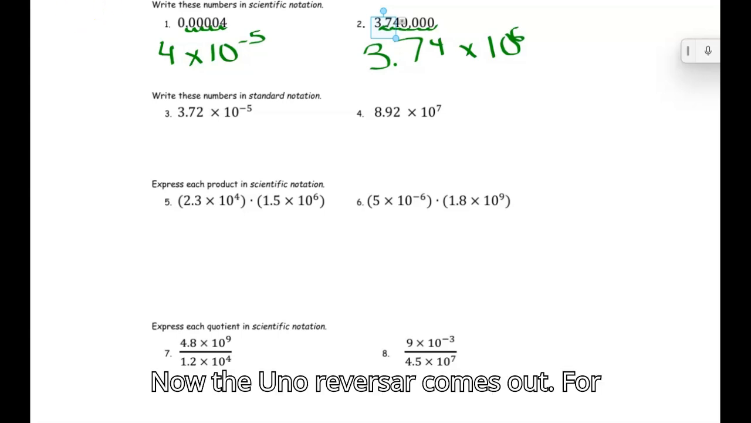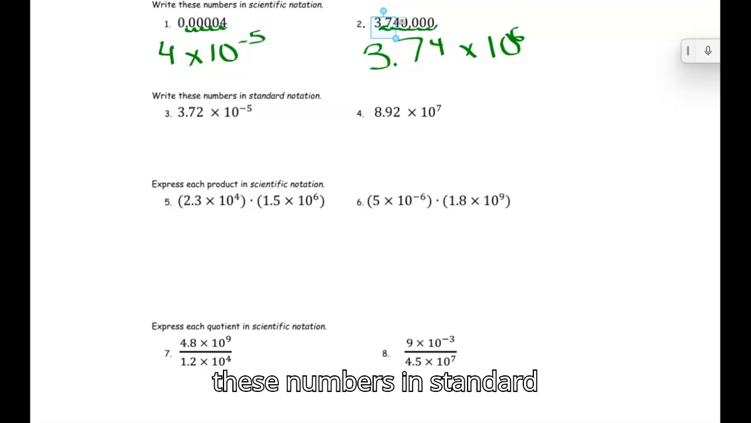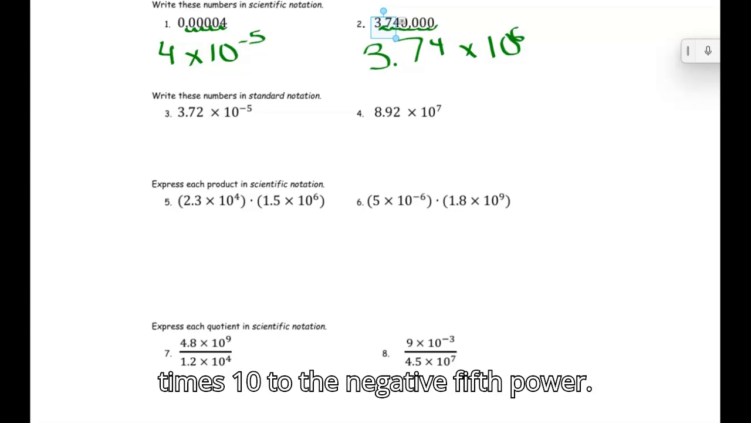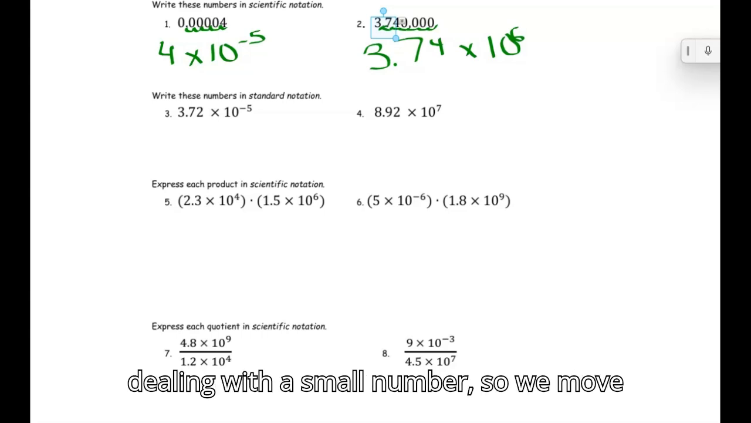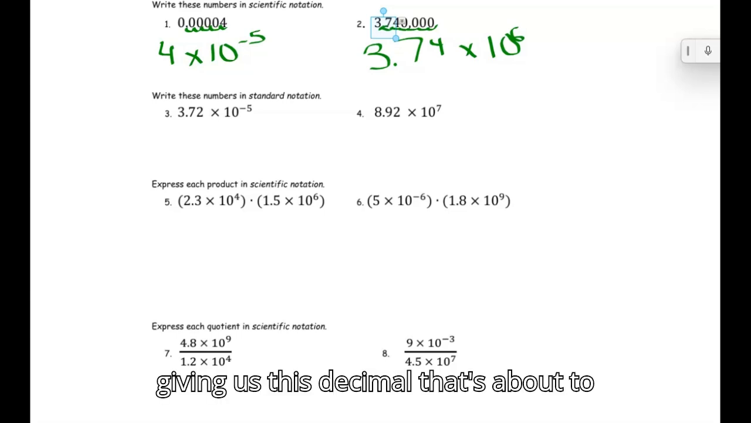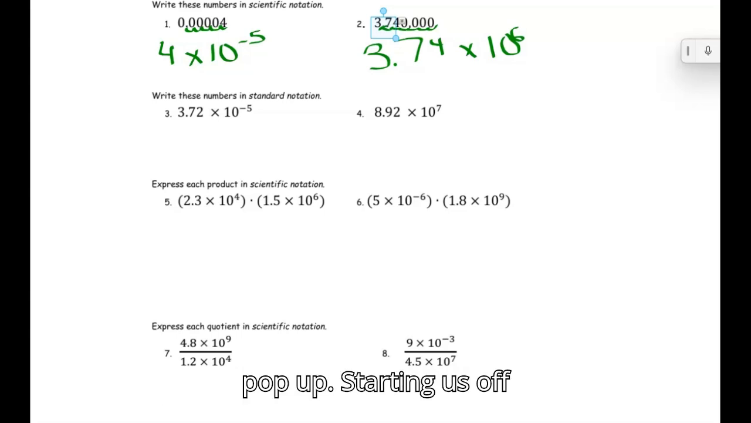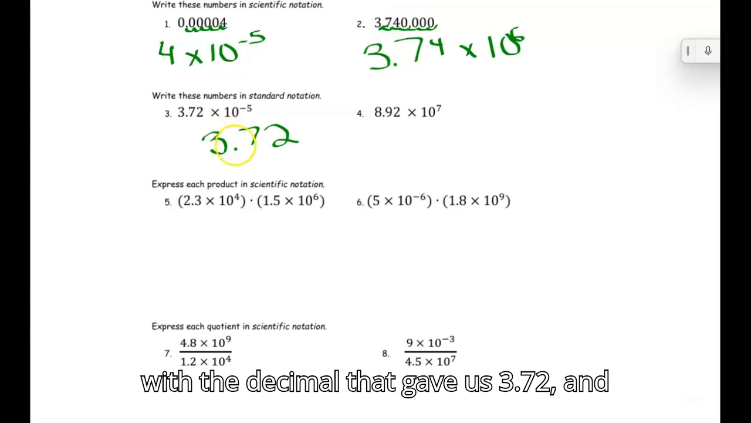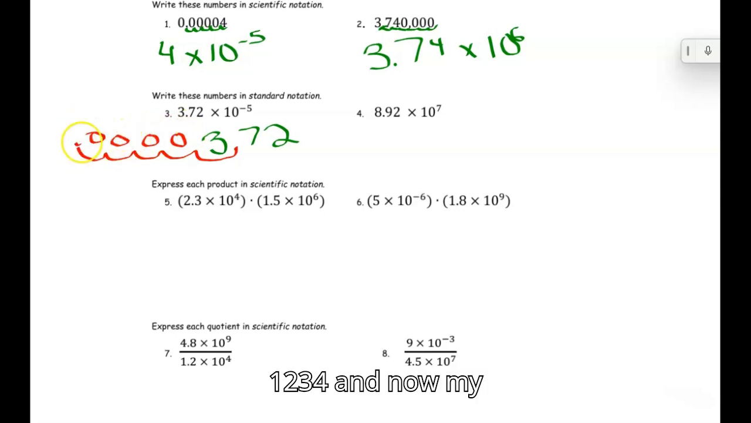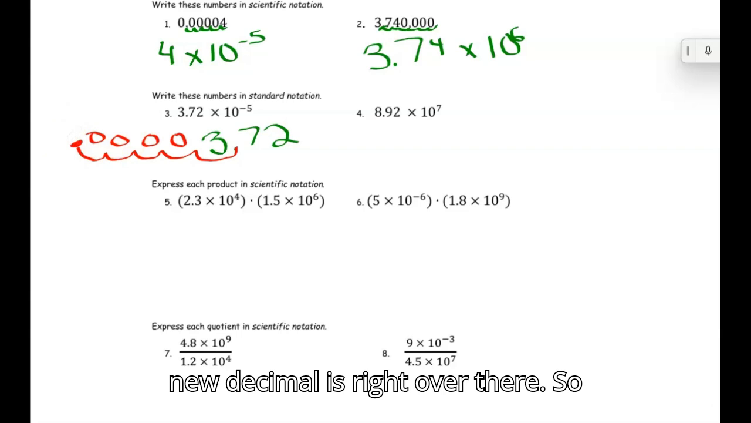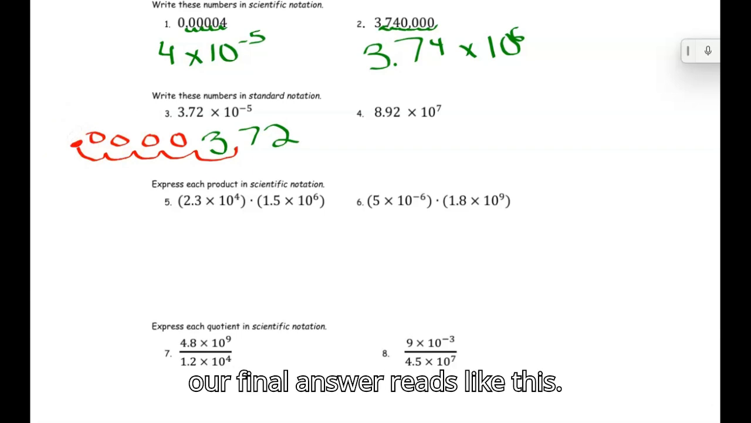Now the Uno reverse card comes out. For questions 3 and 4, we're going to write these numbers in standard notation. Question 3, 3.72 times 10 to the negative 5th power. That negative exponent tells us we're dealing with a small number, so we move the decimal 5 places to the left, giving us this decimal that's about to pop up. Starting us off with the decimal that gave us 3.72, and we're going 5 places to the left. 1, 2, 3, 4, 5. Place my zeros in there. 1, 2, 3, 4. And now my new decimal is right over there. So our final answer reads like this.